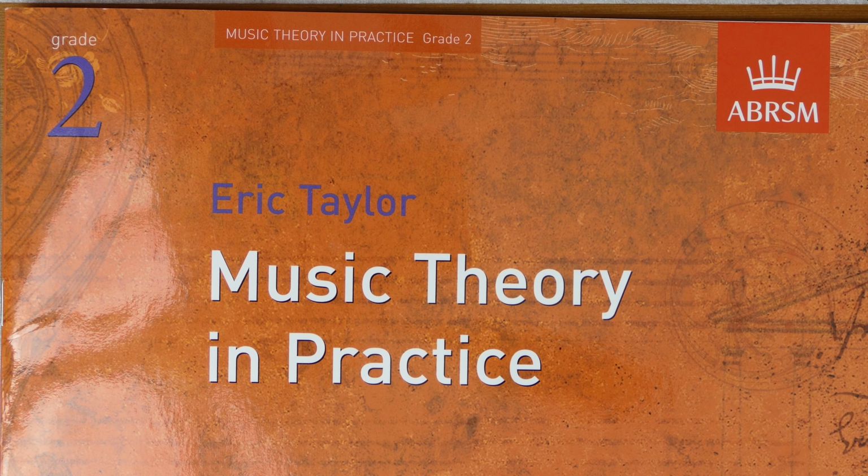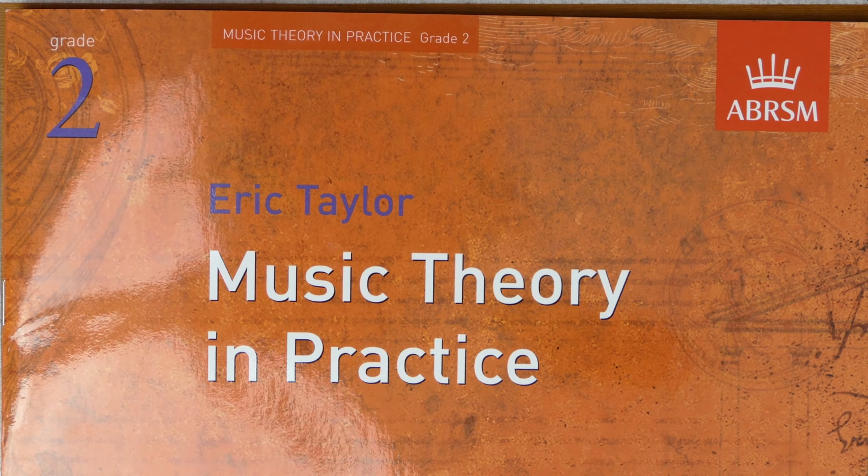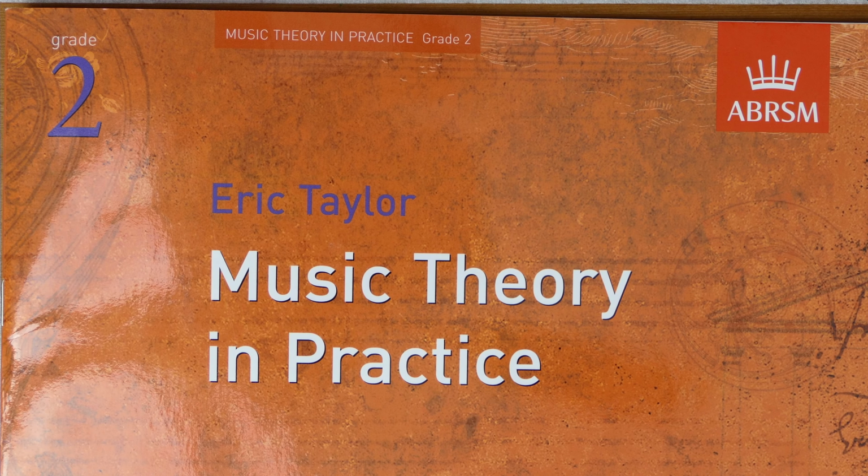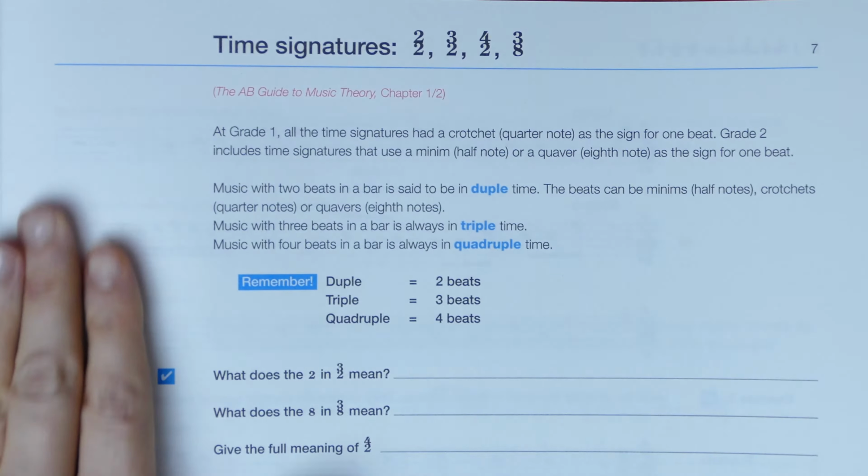Please do access that. So make sure you've got your grade 2 theory workbook to hand. Make sure you've got a nice sharp pencil, an eraser and a ruler, and we're ready to get cracking. So if you turn in your workbook to page 7, we're going to look at time signatures.